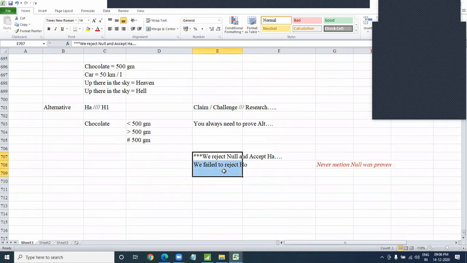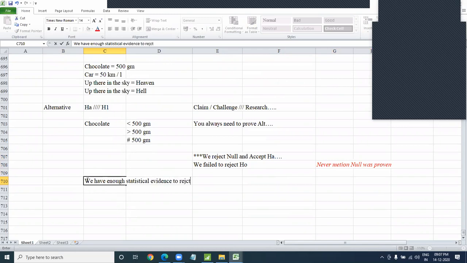These are basic statements that we use for proof, as a conclusion. Or we also use these statements: we have enough statistical evidence to reject null and accept alternate. That's a statement we can use. Or we do not have enough statistical evidence to reject null.